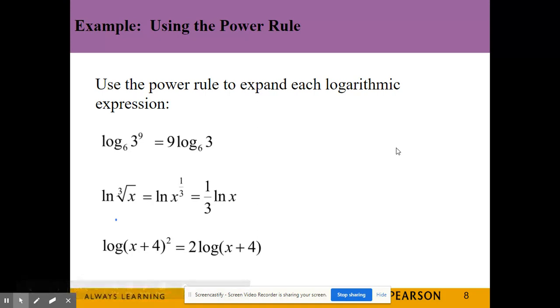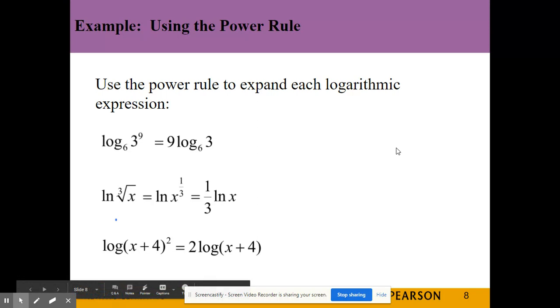Again, log base 6 of 3 to the ninth, that 9, that's an exponent on the inside, becomes multiplication on the outside. There's an extra step here because it's natural log of the cube root of x. First thing we're going to do is turn that cube root statement into an exponential statement, meaning the exponent's 1/3 on the x, right? That's equivalent. That allows you to use the power rule because now that 1/3 is an exponent. So that 1/3 that's an exponent on the inside becomes multiplication on the outside. So just an extra step there.